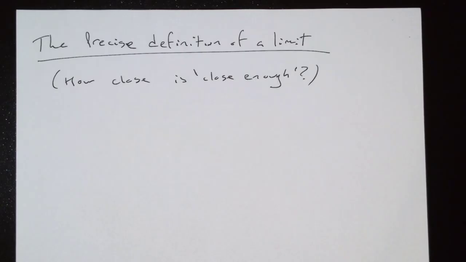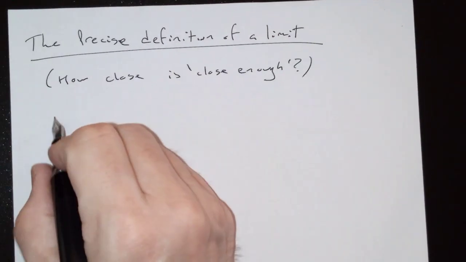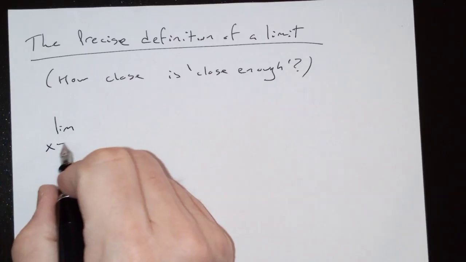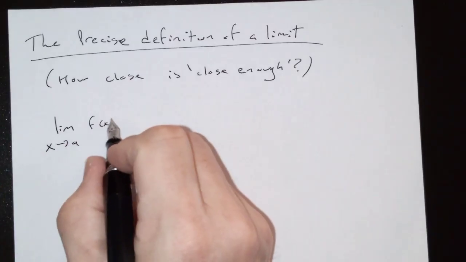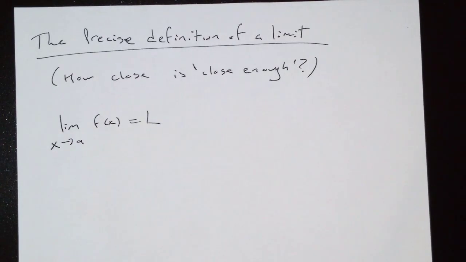One of the questions we're left with is how close is close enough? We talk about a limit, we talk about approaching. How close do I really have to get? So I have this idea that the limit of my function is some value. And we talked about x getting closer to a, and f of x getting closer to L, but that's very nebulous and weird and hand wavy. Let's try and nail this down a little more precisely.